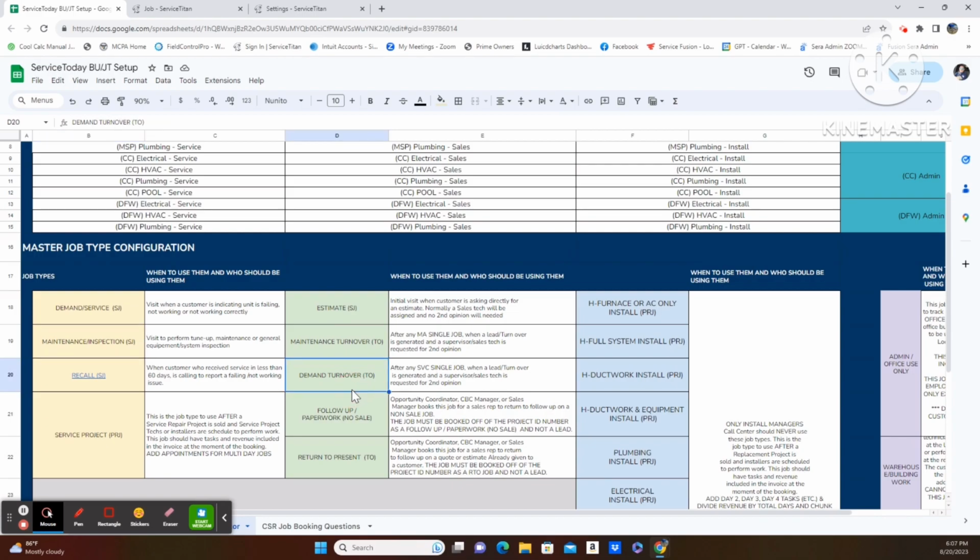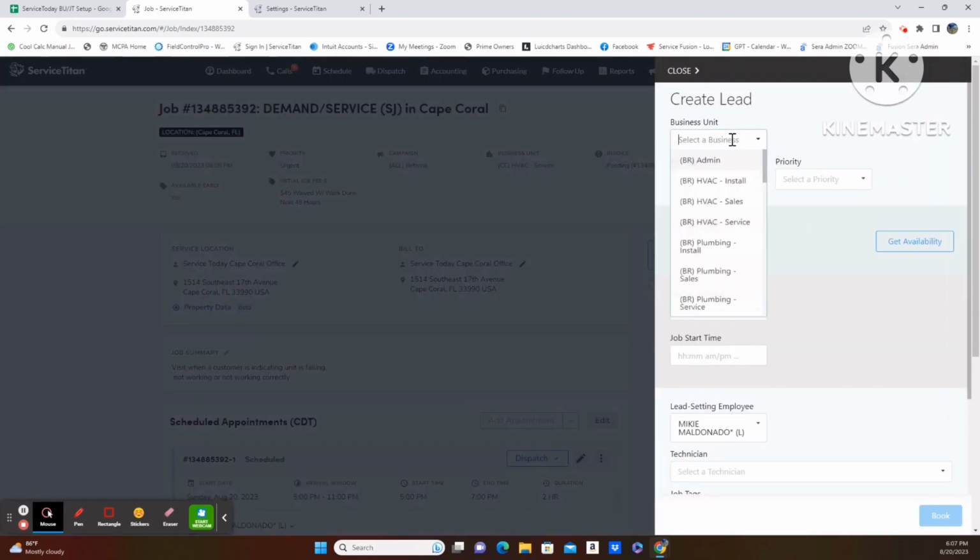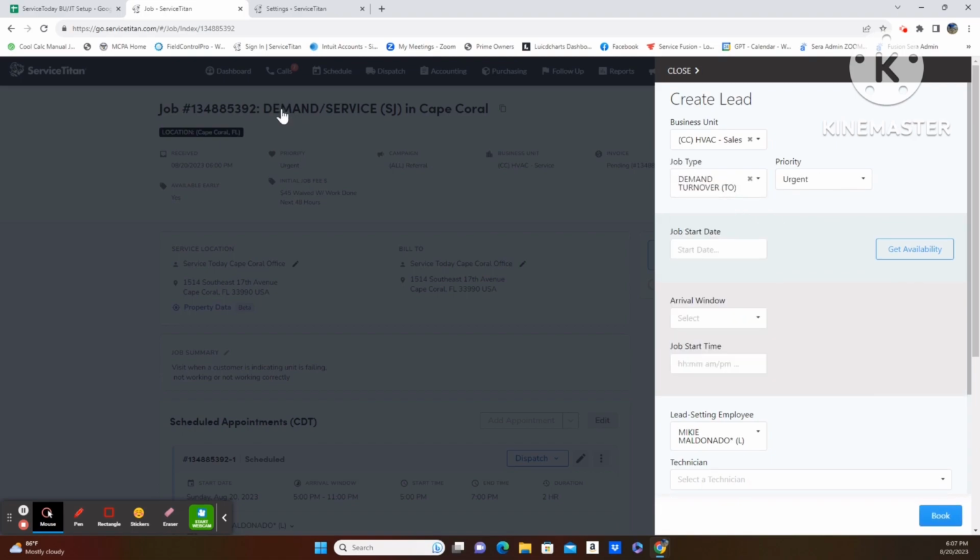Demand turnover is very similar. The only difference is this is derived out of your demand and service single jobs, right? So the only time we should ever be booking a lead is when we're here and we need a supervisor to come out. That is the only time we would use this lead function. And this is going to fall under Cape Coral Sales. It's going to be a demand turnover as the initial job was a demand service.